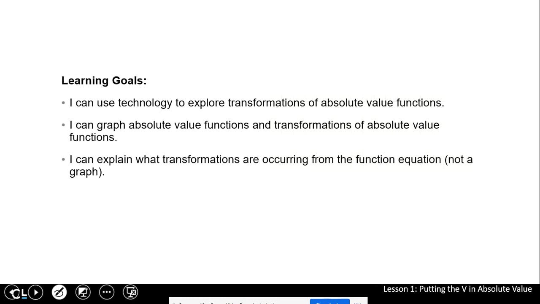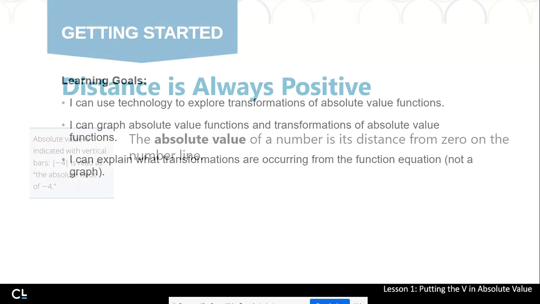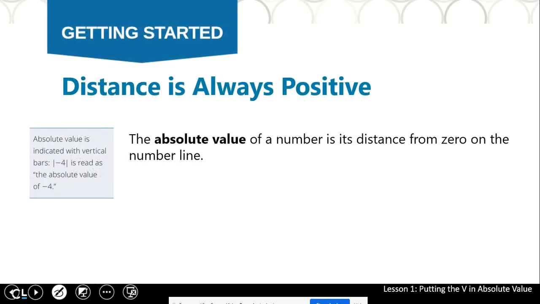Our learning goals for this lesson were that I can use technology to explore transformation of absolute value functions. I can graph absolute value functions and transformations of absolute value functions. I can explain what transformations are occurring from the function equation, not a graph. So that's everything that we're going to try to get covered by the time we finish this lesson.